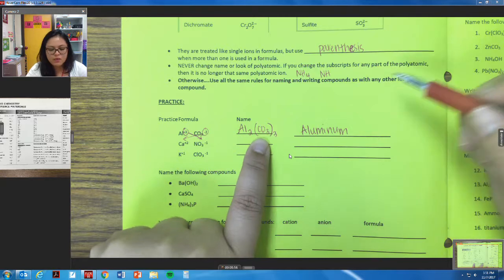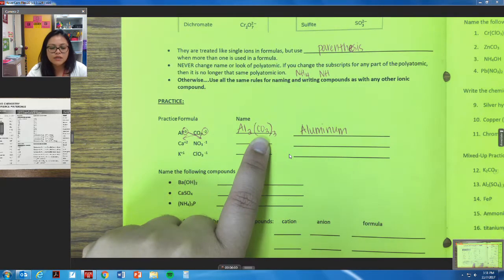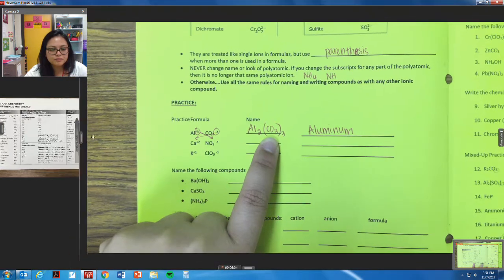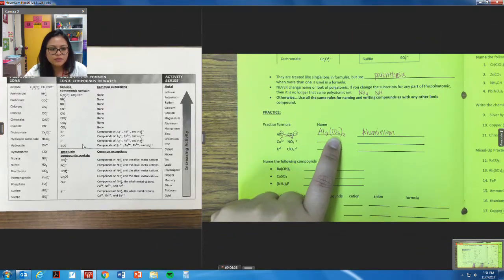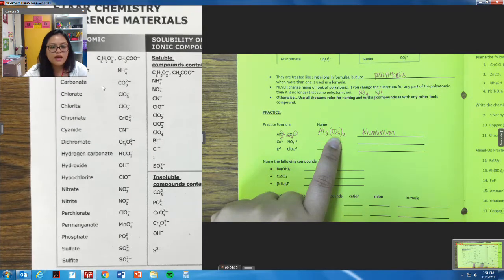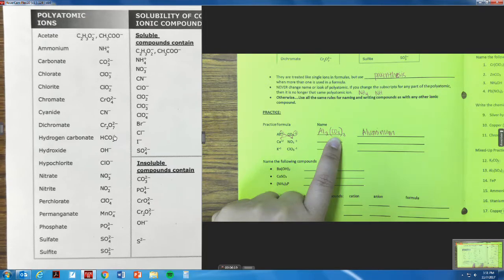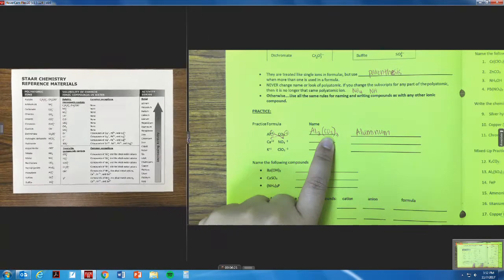Okay, and then what is your anion? Well, your anion is CO3. So on the back of your periodic table, okay, I wonder if we can zoom this in. We can. Okay, so on the back of your periodic table, I'm just going to get rid of my face because y'all don't need to see me. Okay, so on the back of your periodic table, let's take a look.